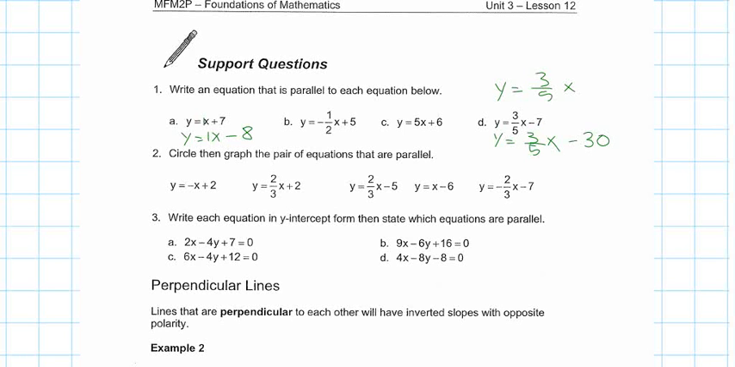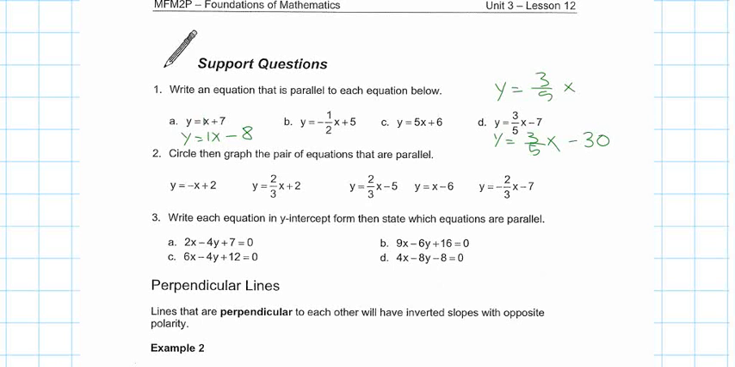Question number 2 says circle, then graph the pair of equations that are parallel. So let's look at the equations. I have 5 of them. Y equals negative x plus 2. Y equals 2 over 3x plus 2. Y equals 2 over 3x minus 5. Y equals x minus 6. Y equals negative 2 over 3x minus 7.